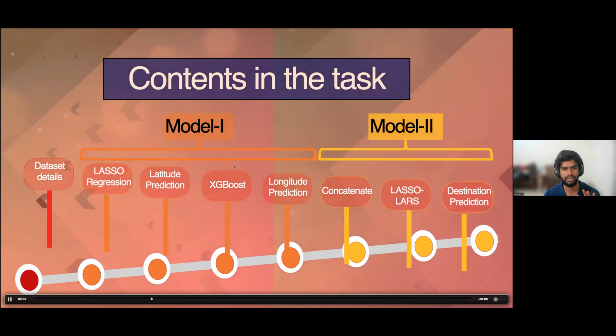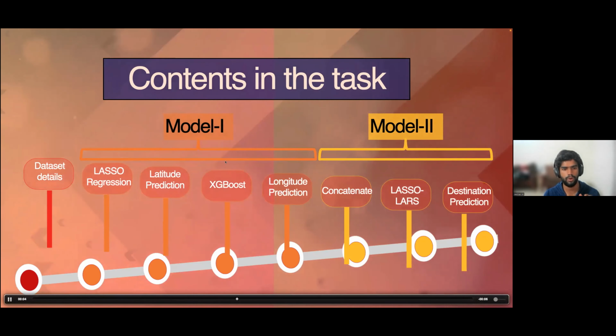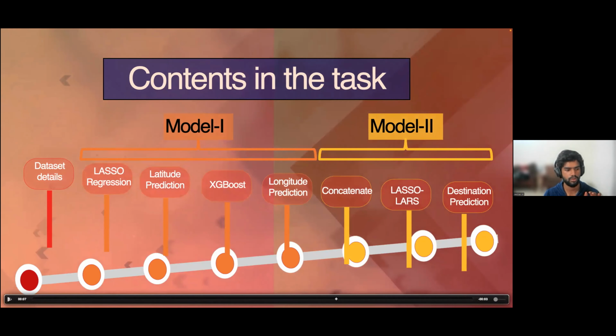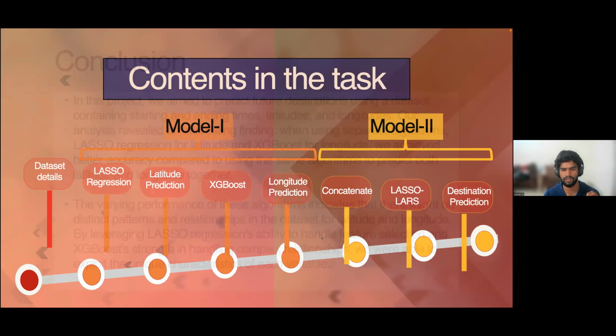So these are the contents in the task. This is model 1 to model 2. This is the data flow of how we're going from start to end: data set, lasso regression, latitude prediction, XGBoost, longitude prediction, concatenation, lasso LARS, and destination prediction.